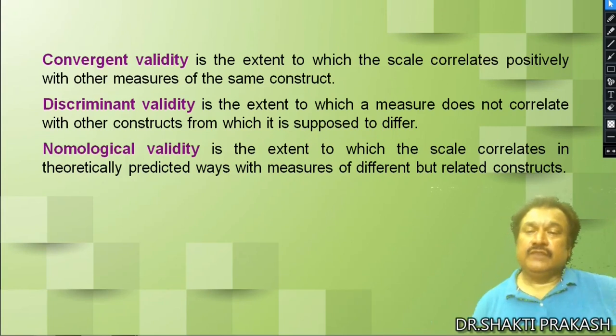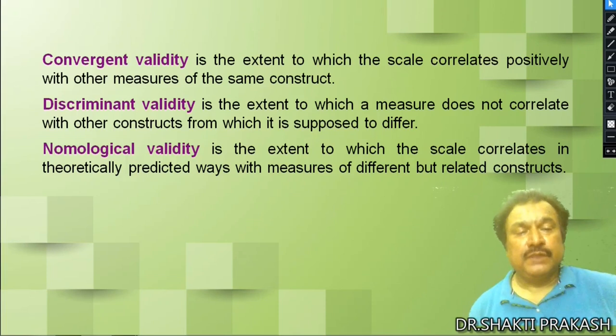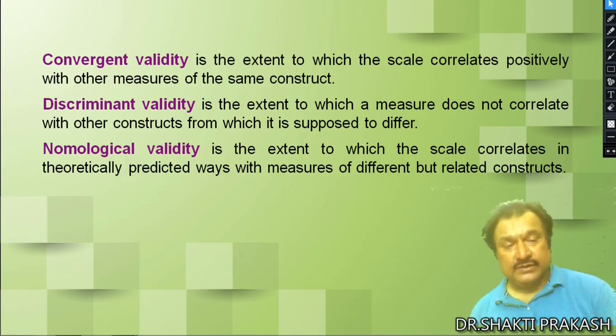Nomological validity is the extent to which the scale correlates in theoretically predicted ways with measures of different but related constructs. This is all about this study.